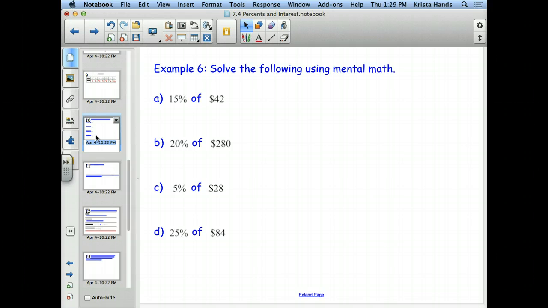So let's talk about this. 15% of 42. How could you use mental math to find 15%? So I guarantee it's not multiplied by 0.15. What could you do?